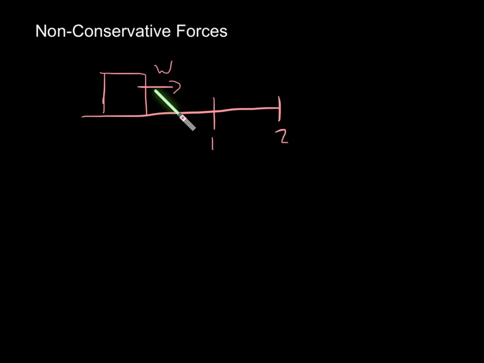So a non-conservative force would be one where the path we take does actually matter. In this case, going just to 1, I lose less energy in my system than I would if I went to point 2. So the path that I took did matter there.